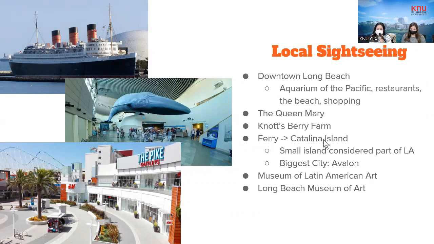Also, I didn't include a picture of it, but since Long Beach is a port city, you can take a ferry to an island just off the coast called Catalina Island. If I were to describe it, it's kind of like Hawaii, but really condensed into one island. And taking the ferry is really cheap. I believe it's less than $100 for one person.